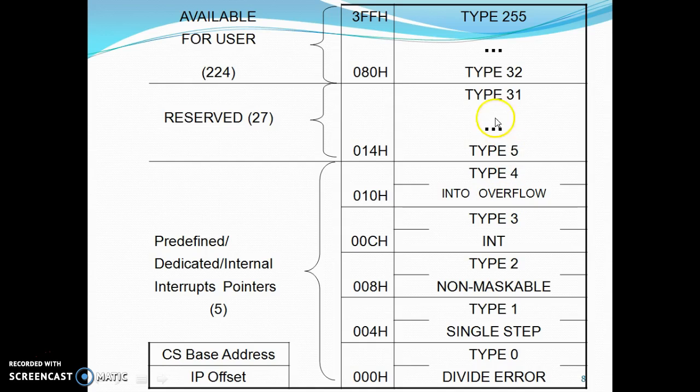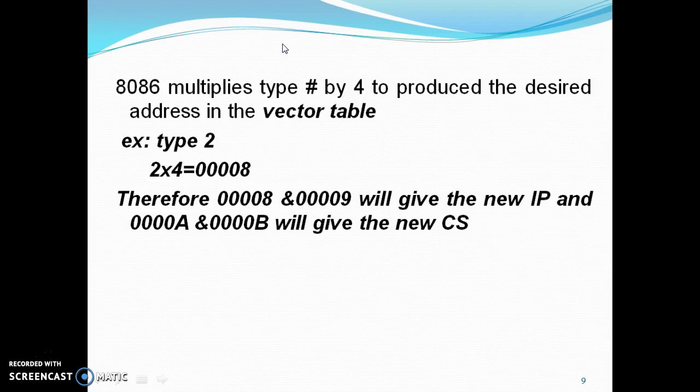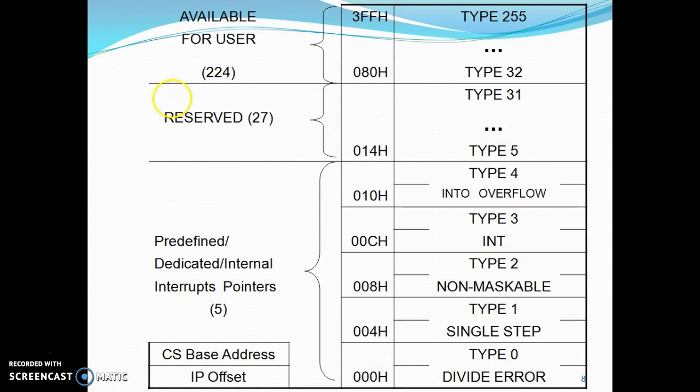Whereas type 5 to type 31 are reserved by the processor. Onward, that is type 32 to type 255, are again available to the user. Now we'll see details of these interrupts. But before going to individual interrupts, we will first understand how the addresses of the ISR can be calculated.